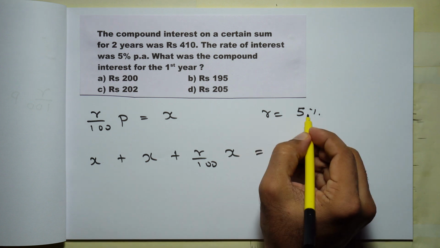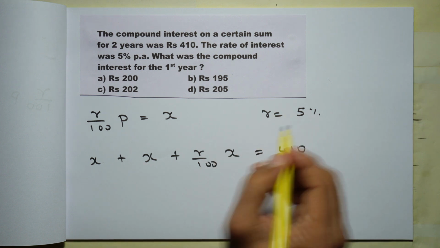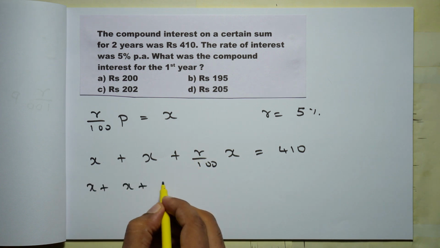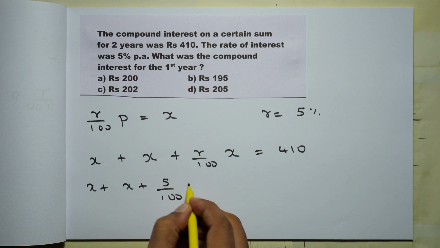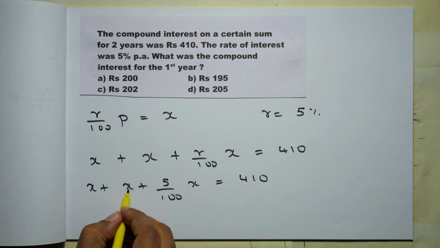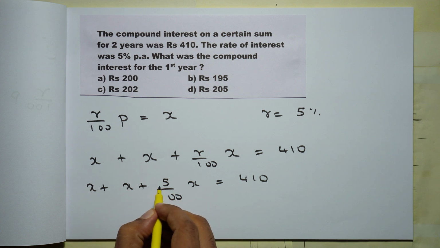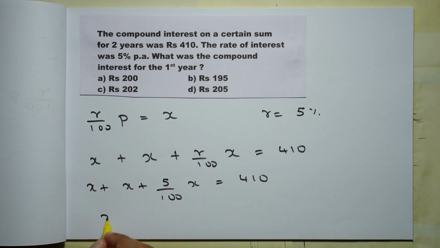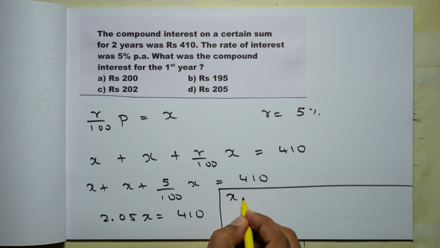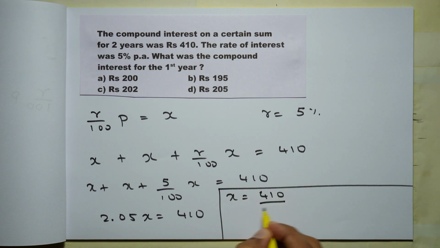Now we'll just substitute R is equal to 5. Rate of interest is 5% per year. So X plus 5% of X is equal to 410. So X plus X, 2X, plus this is 0.05X. So you will get 2.05X is equal to 410. So we'll just solve and calculate the value of X. So X you will get as 410 by 2.05.